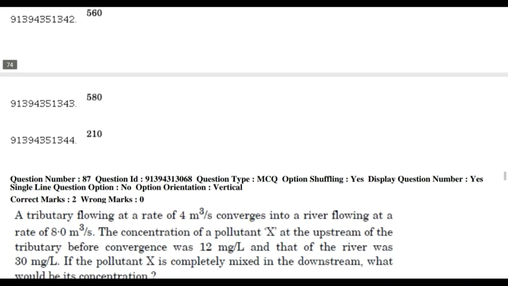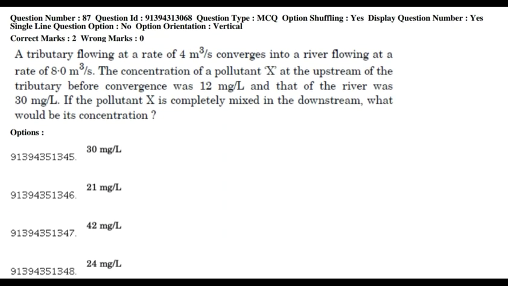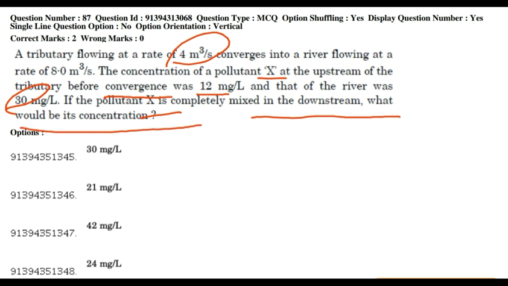Next, a tributary flowing at a rate of 4 meter cube per second converges into a river flowing at a rate of 8 meter cube per second. The concentration of a pollutant X at the upstream of the tributary before convergence was 12 milligram per liter and that of the river was 30 milligram per liter. If the pollutant X is completely mixed in the downstream, what would be its concentration? The right answer is 24 milligram per liter.